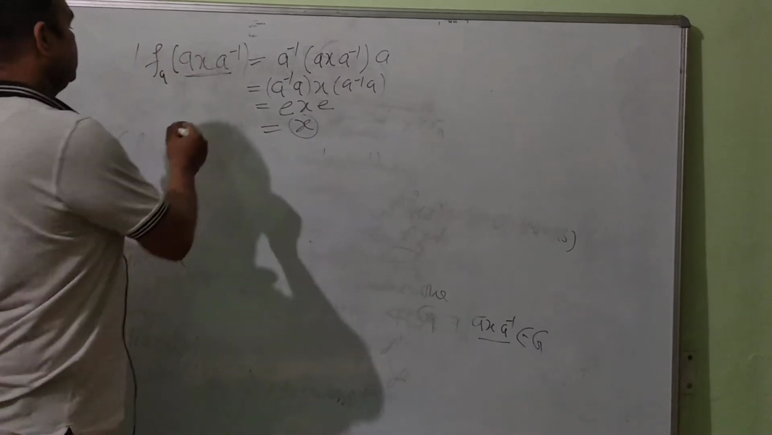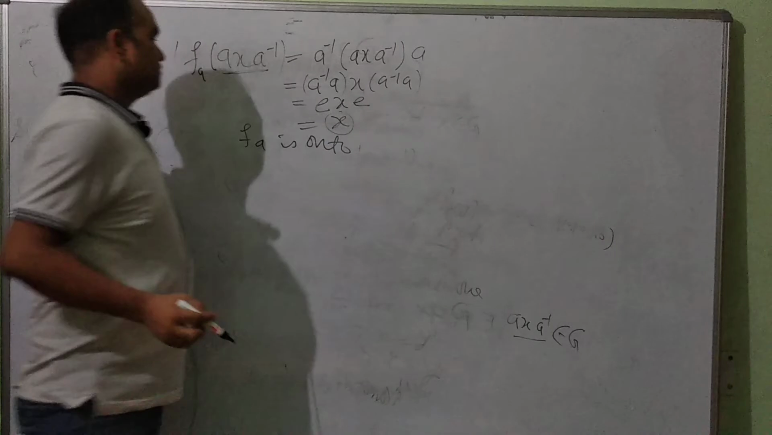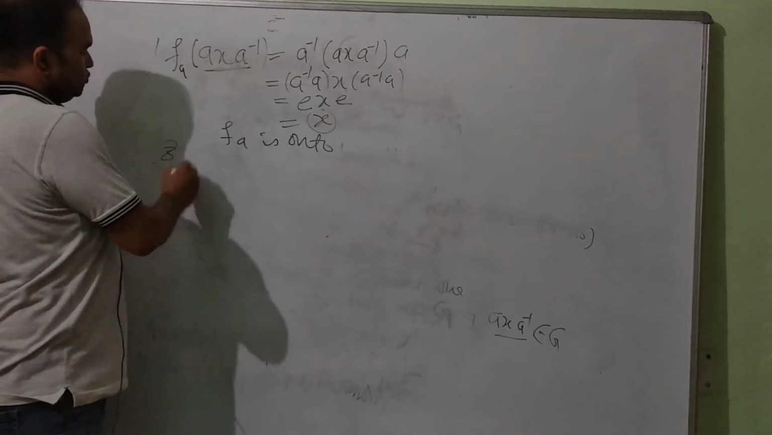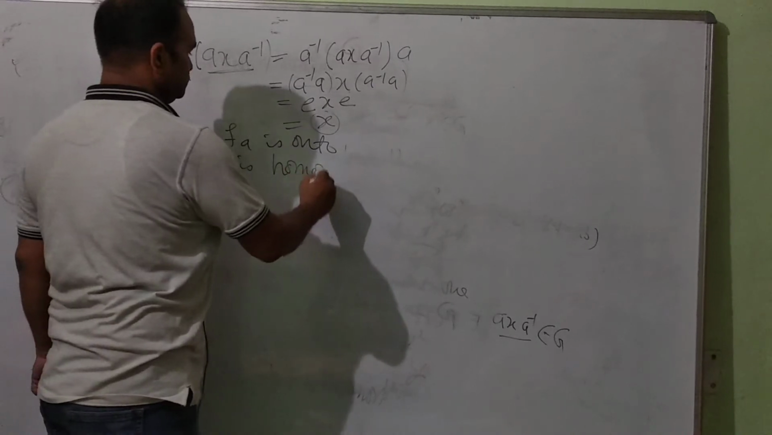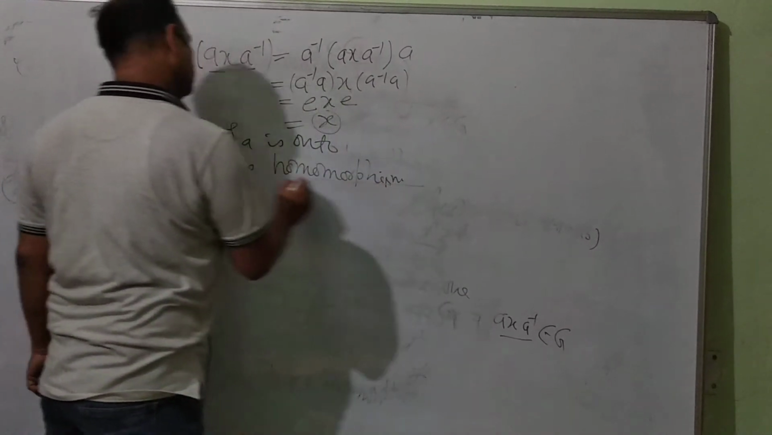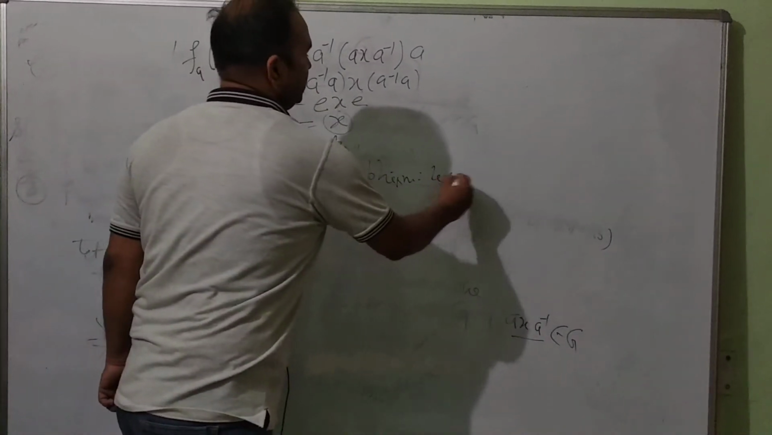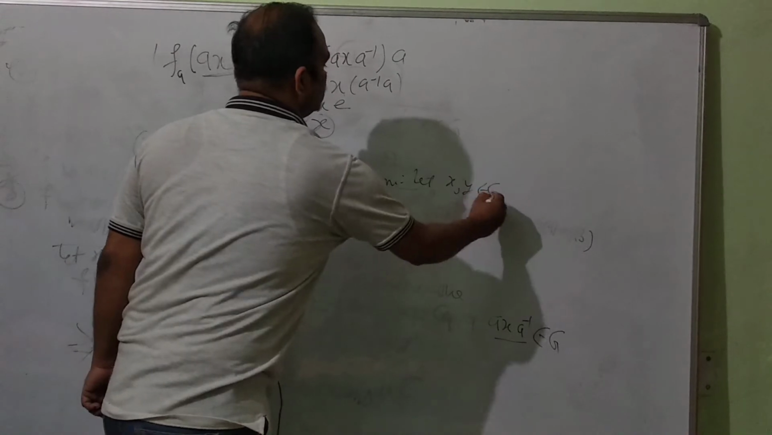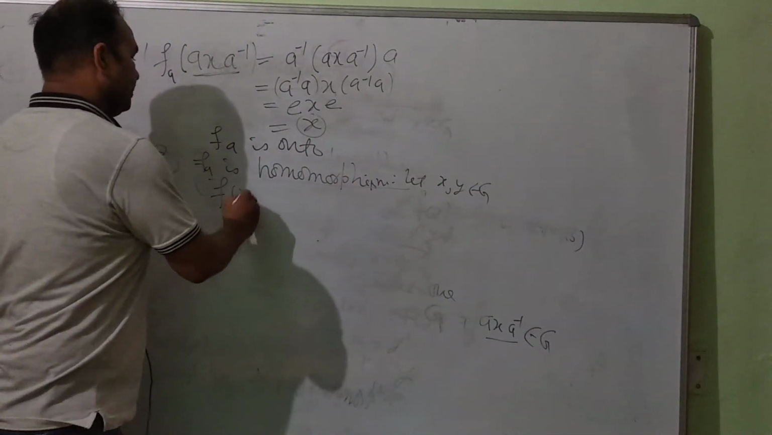So this function is onto. Now third, we'll show that this is a homomorphism. For this, consider any two elements of this. Let x and y belong to this group G. Then we will find this value of xy.